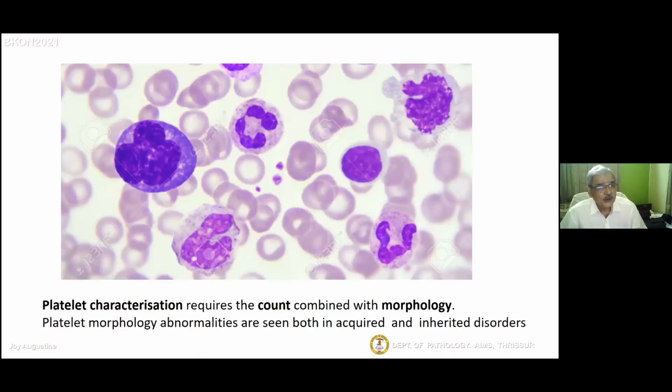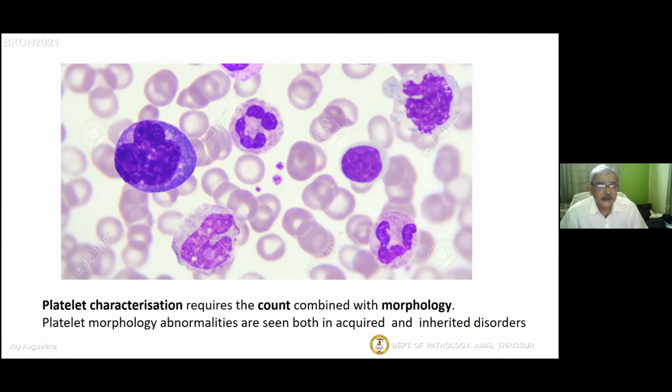So, platelets are basically the smallest formed elements in the blood. As you can see, they're pretty small. Their size is approximately 1.5 to 3 microns in diameter. Usually, it's 2 or 3 microns maximum. And basically, the characterization of platelets would require a combination of morphology and also the count. So this is important. So here the analyzer or the cell count also comes into the picture.